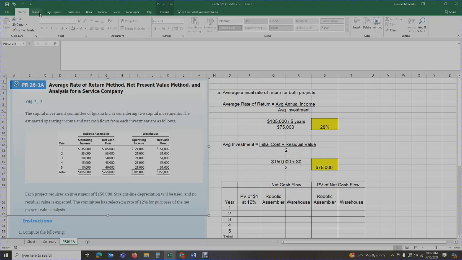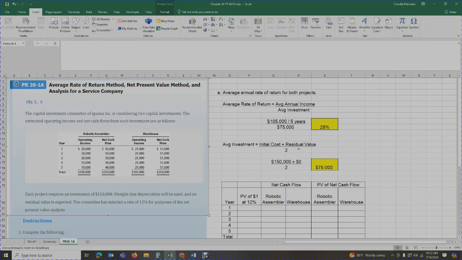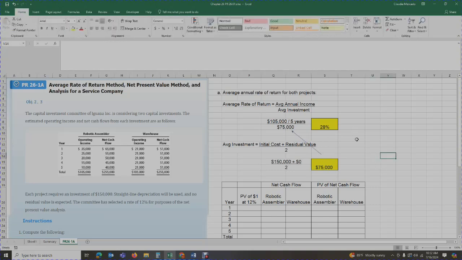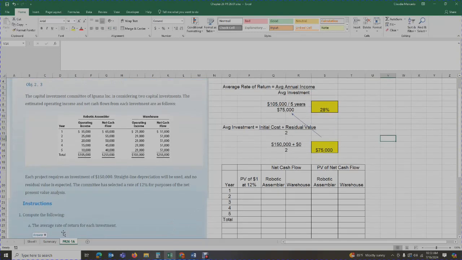We plug that 75,000 into the formula over here, and then we get a 28% average rate of return. Okay, so both of the projects give me a 28% average rate of return. So that is the calculation for A. The average rate of return for each investment is 28%. So far, doing the average rate of return analysis, both projects stand at the same position, 28%.